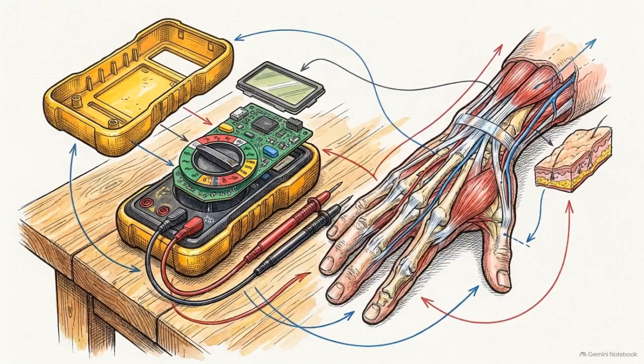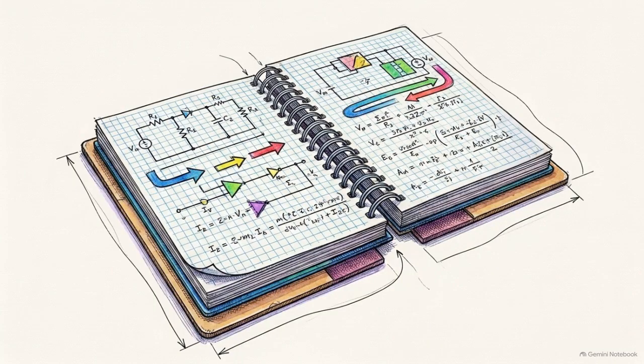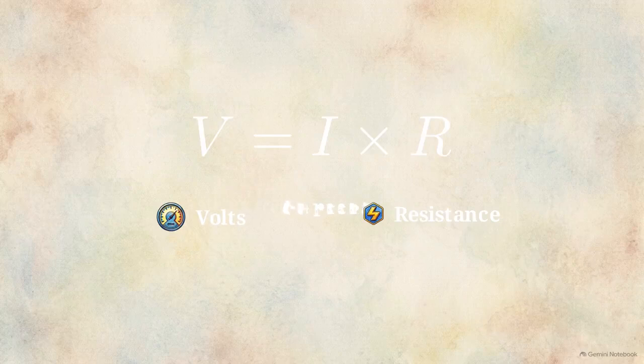You don't always need a meter to find the voltage. If you know the other properties of the circuit, you can calculate it mathematically using Ohm's law. This equation links our three main properties. V stands for voltage in volts, I is the current in amperes, and R represents the resistance in ohms.